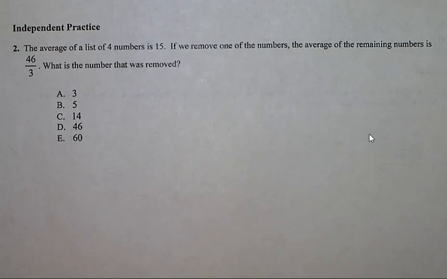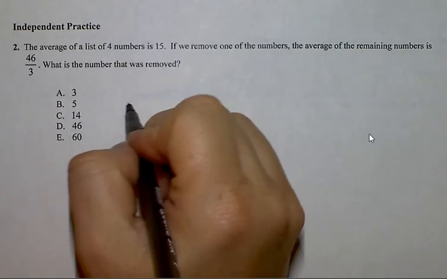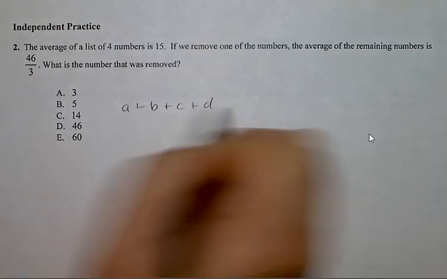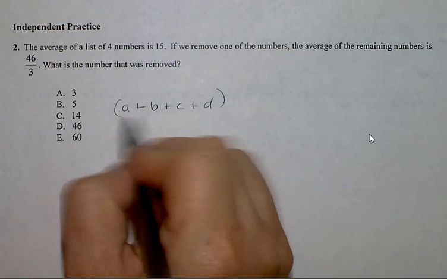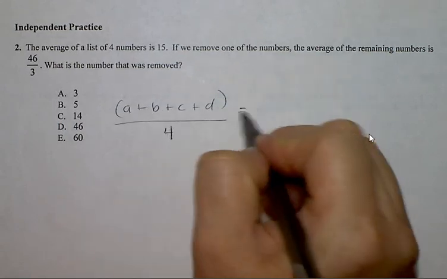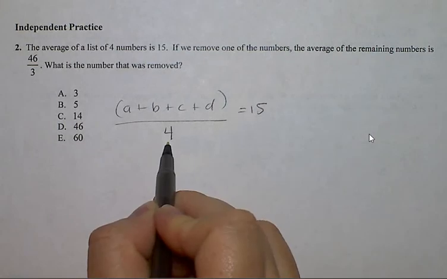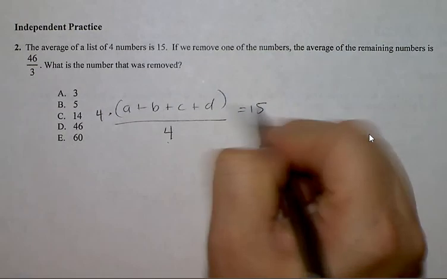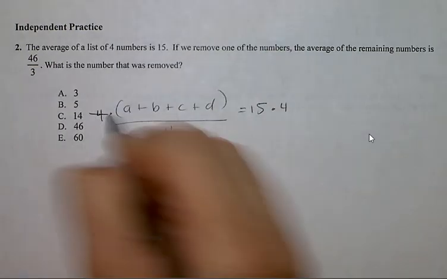Okay, let's go over this. So much like the first problem we did, the average of 4 numbers, A plus B plus C plus D, those are my arbitrary 4 numbers. The average, so divide by the number of items, which is 4, is 15. To remove the 4, to find out what the sum of the 4 numbers is, isolating that value, I multiply both sides by 4.